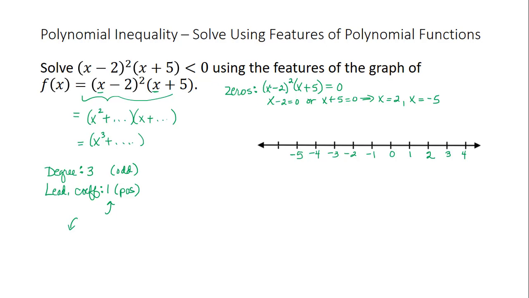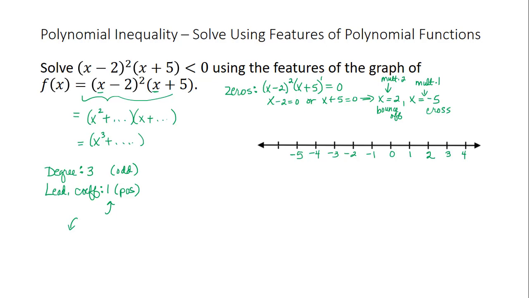Notice that the 2 came from this factor of (x - 2)², so the 2 has a multiplicity of 2, and the -5 comes from the factor of (x + 5) to the 1, so this has a multiplicity of 1. So recall what that means. An odd multiplicity means that the graph is going to cross the x-axis at that particular zero. An even multiplicity means that the graph is going to bounce off.